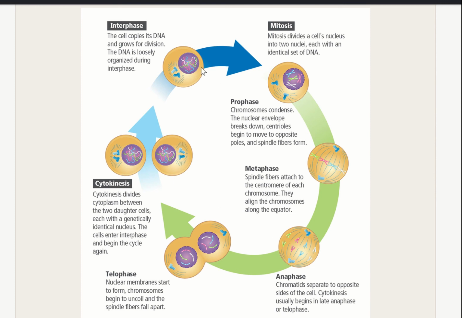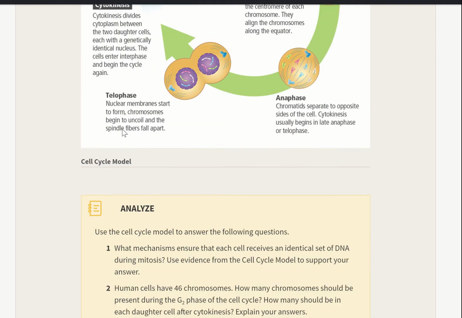But what you can notice is we started with this cell, and the goal of the cell cycle is to get 2 of these. And as you can see, this cell right here is exactly the same as this one, which is exactly the same as this one. These are all the same cell, exactly the same.